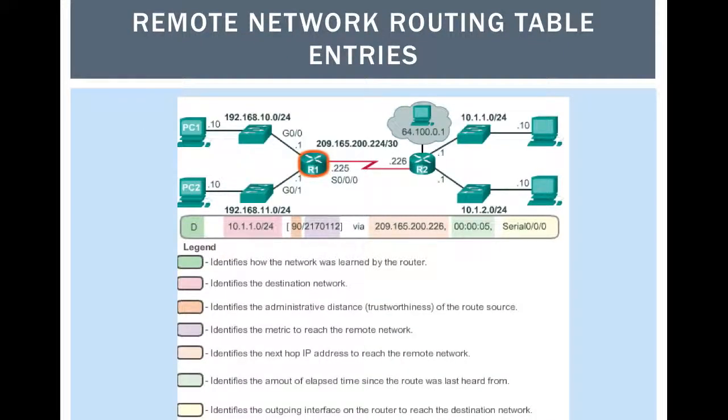Remote network routing table entries. The same routing table shows the information about the connection with remote routers and displays this information. Route source identifies how the route was learned. Destination network identifies the address of the remote network. Administrative distance identifies the trustworthiness of the route source. Metric identifies the value assigned to reach the remote network. Lower values indicate preferred routes. Next hop identifies the IP address of the next router to forward the packet. Route timestamp identifies when the route was last heard from. An outgoing interface identifies the exit interface to use to forward a packet toward the final destination.